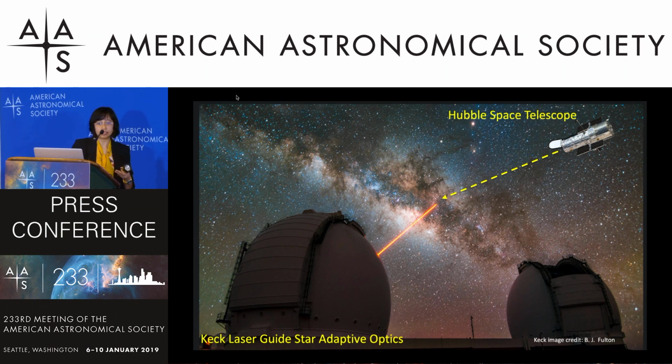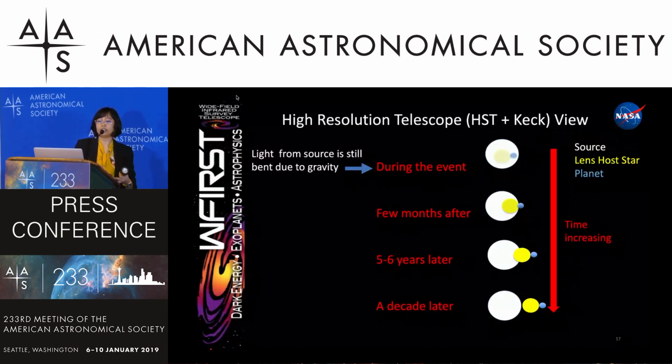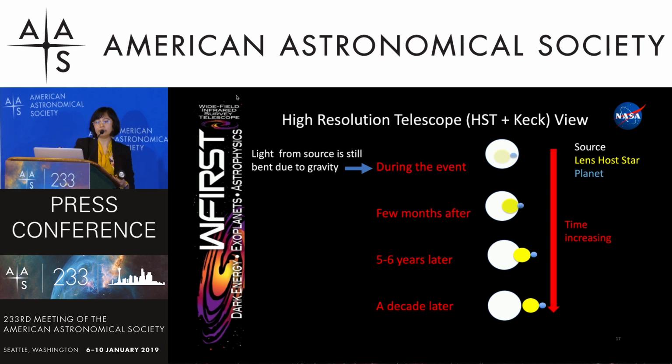And why we decided to do that was because during the event, as I showed, the light from the source is actually very magnified, and we are not able to see this lens system. So we cannot actually see the host star and the planet, but in spite of that, we can still detect the planet. So during the event, as you see, the lens is very faint.